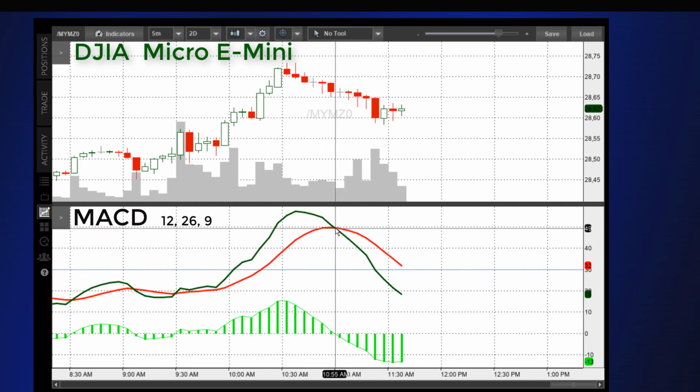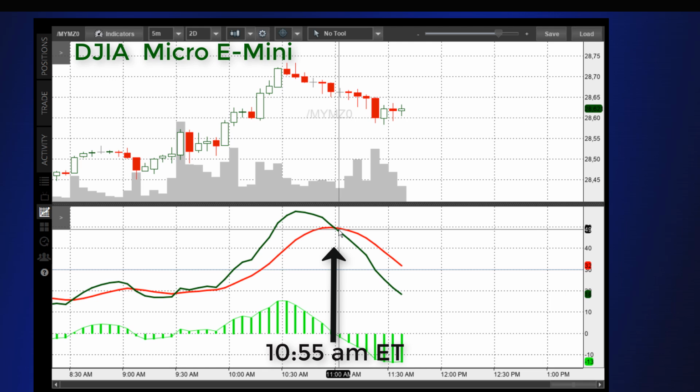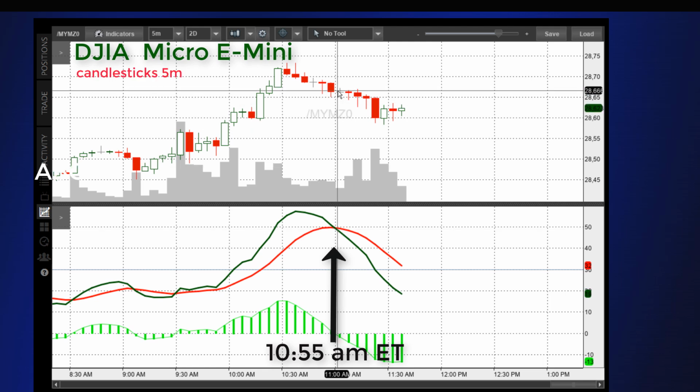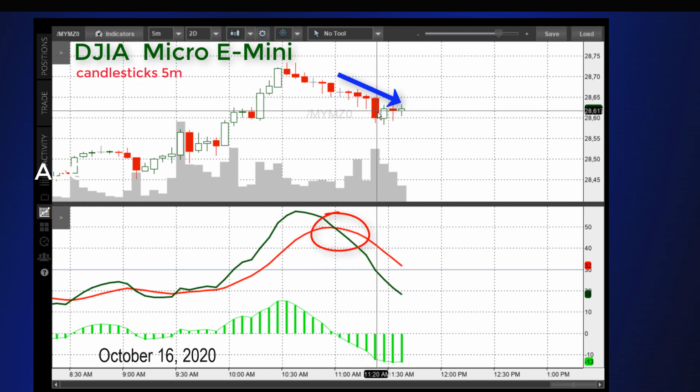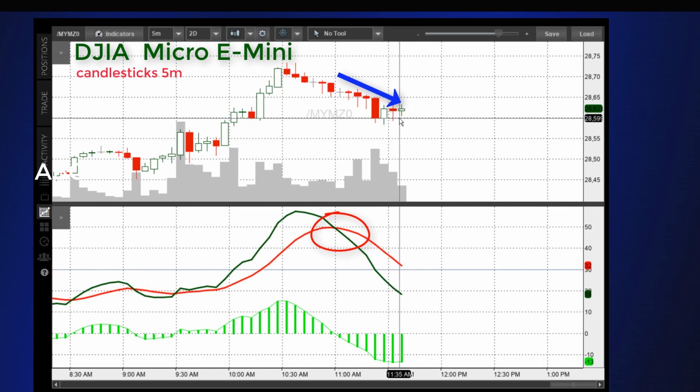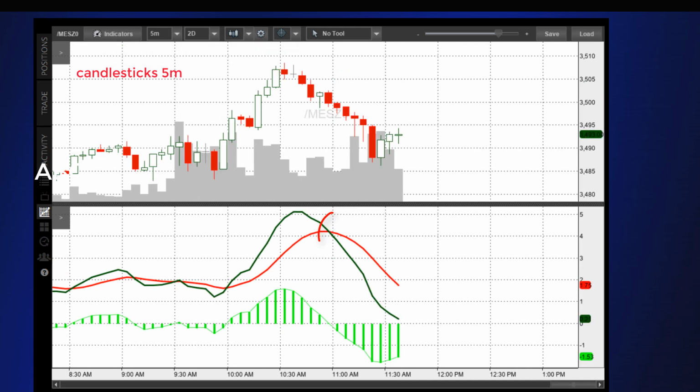You see there at about 10:55, the green line goes below the red line, and that's called a crossover. And then the DJIA continues to go down for quite a while. I'm going to show you how to use that crossover where the green line goes below the red line as a trade signal point today. No, I didn't invent this. People have been doing it for years. It's a typical MACD crossover.